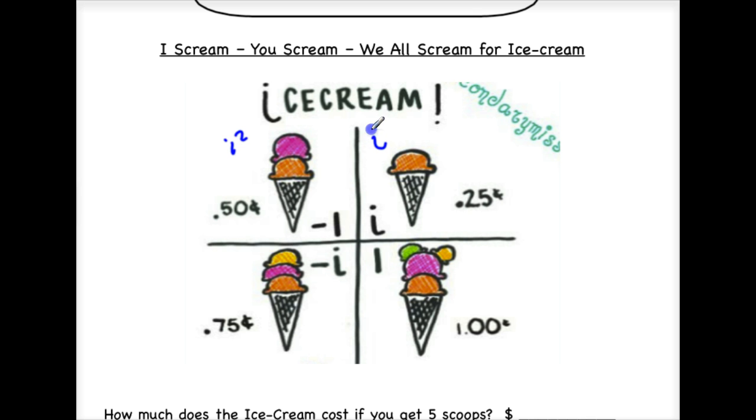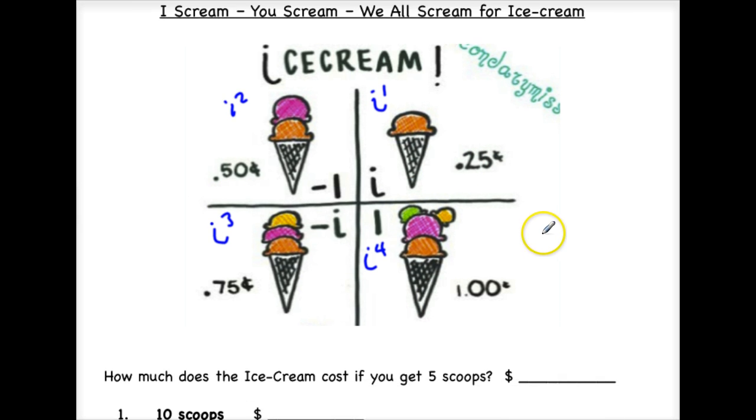So let's make this i to the first. This is i to the third. And this is, where should I write this? Right here, i to the fourth. Remember we said it was in a rotation? So at 25 cents, it's the first ice cream. 1 scoop is i. 2 scoops are -1. 3 scoops are -i. And 4 scoops is 1. And we did this already in a previous lesson.